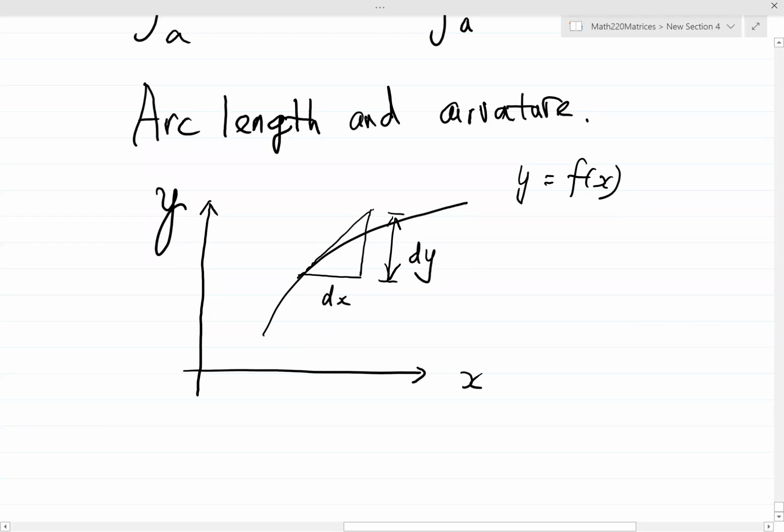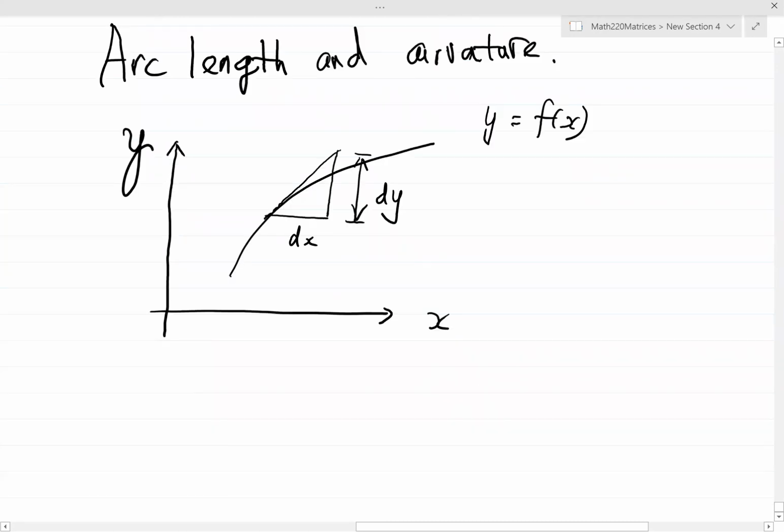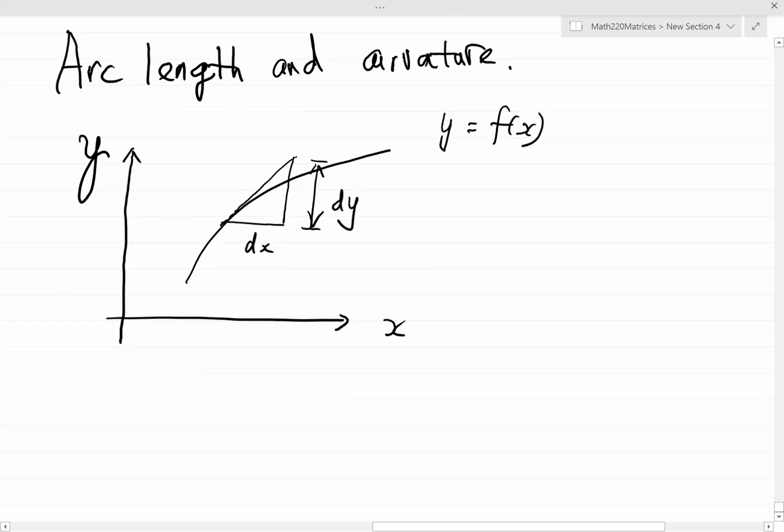So what is ds? ds is the arc length computed using the tangent line. We use the tangent line to approximate the curve, so ds is the computed arc length, not the true arc length. This is the length of this tangent line segment. And then we have the Pythagorean theorem: ds squared equals dx squared plus dy squared.